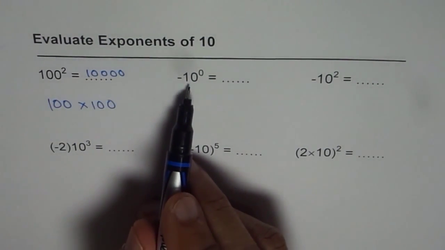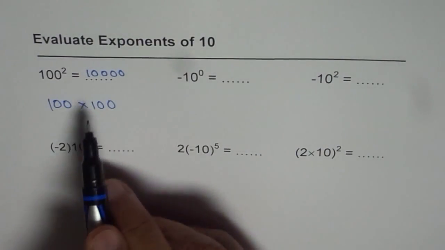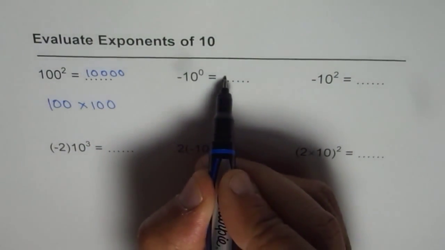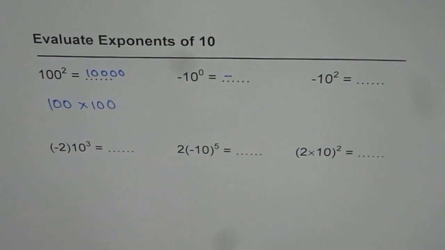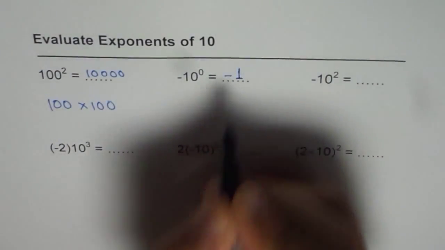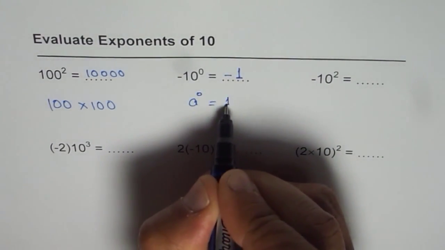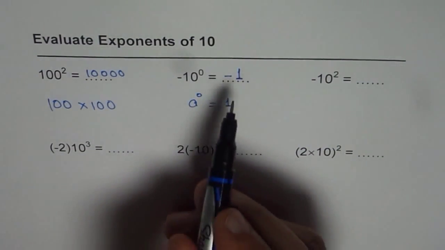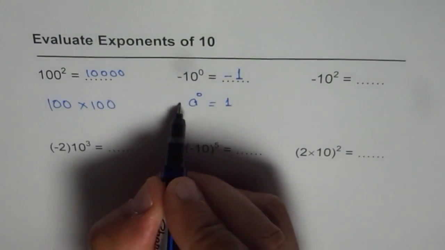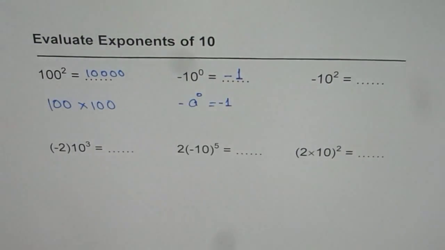How about 10 to the power of 0 and there's minus outside? Minus indicates that you do get a negative answer. But anything to the power of 0 is how much? Same as 10 to the power of 0, right? And that is the number 1, right? So if I write a to the power of 0, the answer is always 1. But in this case we had a minus here, and so it is minus 1. So that's how we will answer this question.